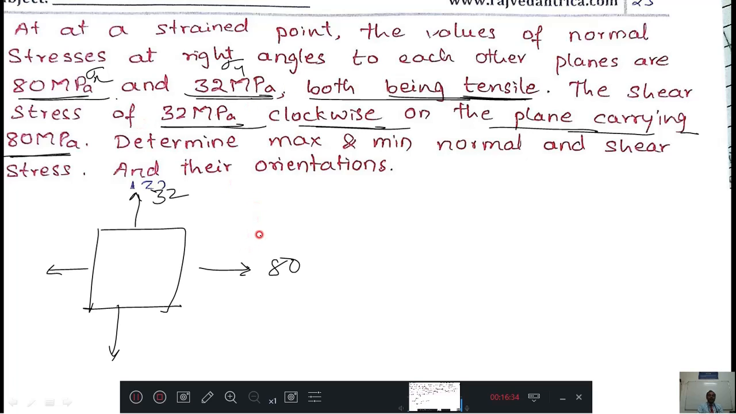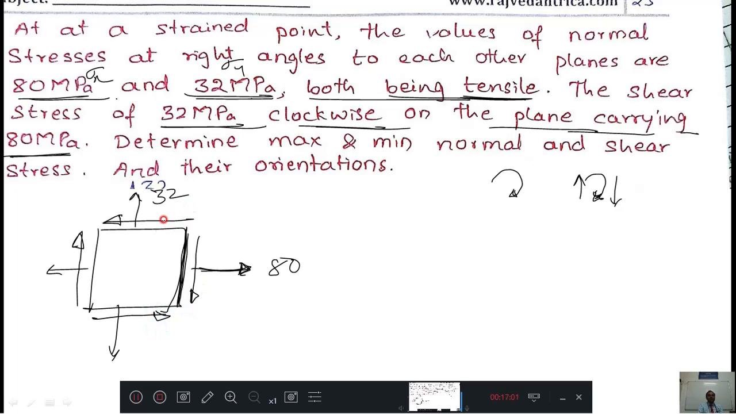On the plane carrying 80 MPa means what? This is the plane carrying 80 MPa. On this plane, shear is clockwise. Clockwise means what? This is the clockwise. But shear means one down and one up. These two make clockwise. Therefore, here it is down and here it is up. When this is clockwise, then the other will be counterclockwise.